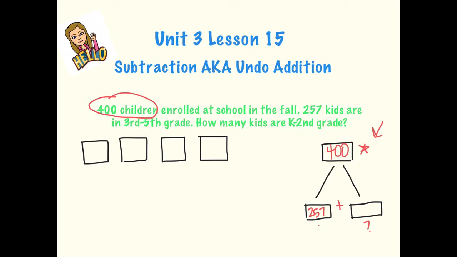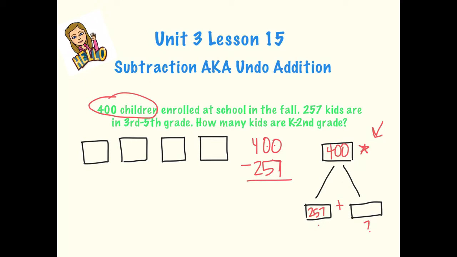So in order to solve, I have to think 257 plus how many kids will equal the 400 children enrolled. Well, in order to do that, I can subtract 400 minus 257. So here we have another problem where we have to borrow all the way from the hundreds place. I don't have any ones and I don't have any tens, so I have to go to the hundreds to borrow.